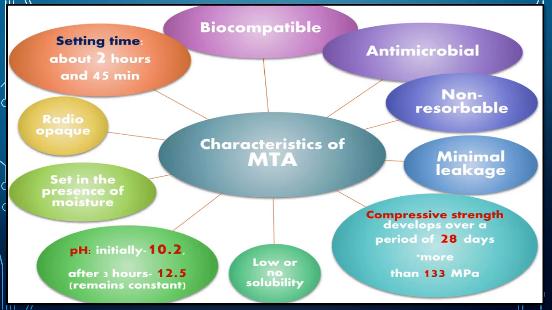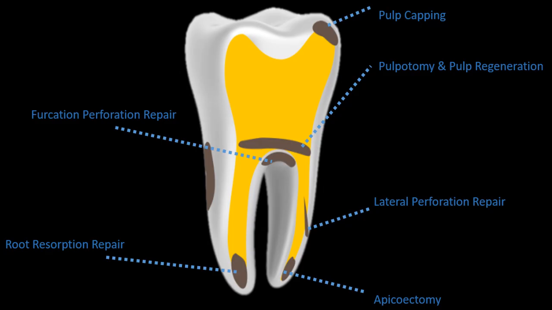So the characteristics of MTA: the setting time of MTA is about 2 hours, but now fast setting MTA is available which sets within 30 minutes. It is highly radiopaque and sets in the presence of moisture. The pH is initially 10 and after 3 hours it becomes 12. MTA has no solubility and is highly biocompatible, having antimicrobial property also, and it is non-resorbable with minimal leakage. The compressive strength develops over a period of 28 days and increases to 133 megapascals.